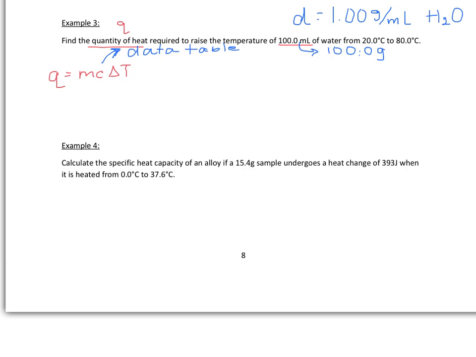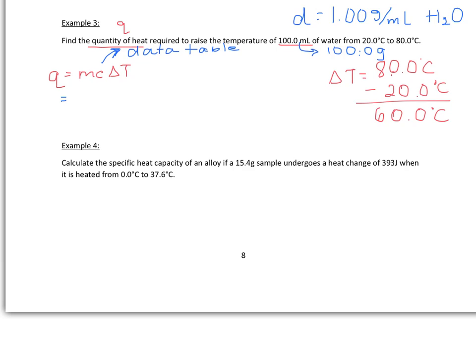Off to the side, I'll calculate the delta T. You don't need to do this in a test situation. You can just do it right into the question. My final temperature was 80 degrees Celsius. My initial was 20 degrees Celsius to give me 60.0 degrees Celsius as my temperature change.